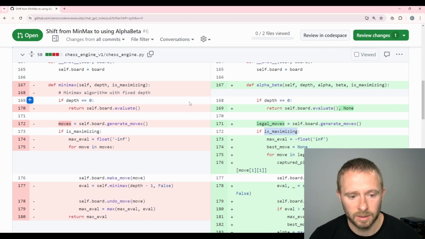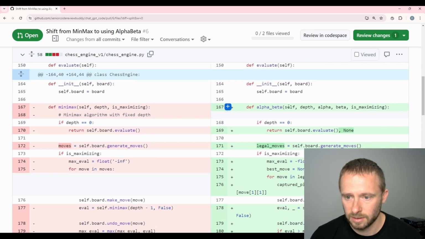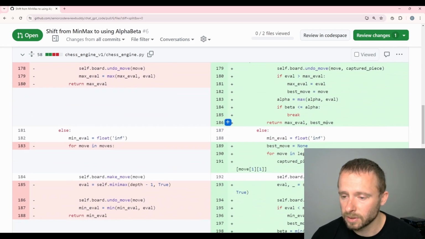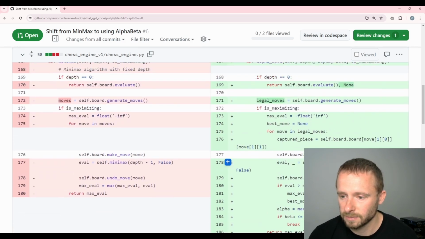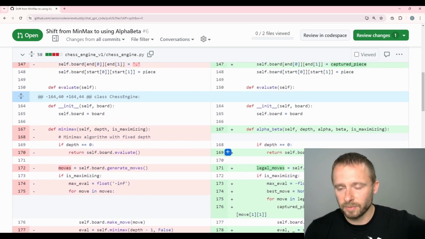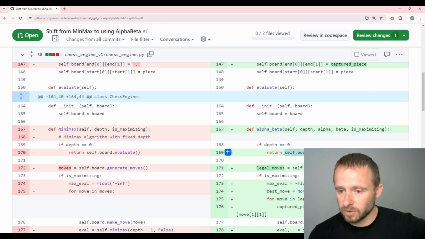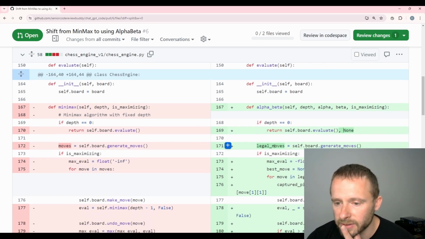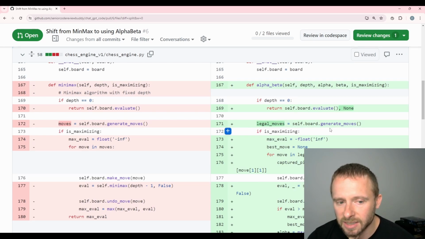Alright, so we know how that used to work, so now, okay, we return the board evaluation and a none. So first thing is I'm trying to figure out what we return. Best move. Oh yeah, okay, because if we've made it to this point, we just want to return the board evaluation. There is no move, that's just sort of what had happened at depth 0. Alright, so we generate the legal moves, we change remove, that's kind of a nothing burger change.